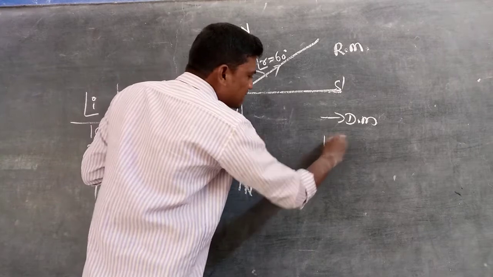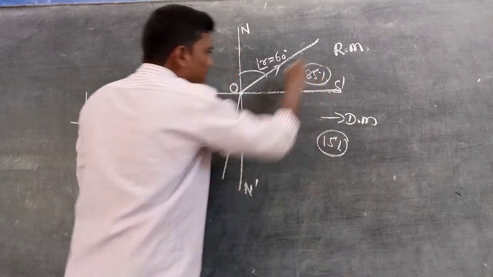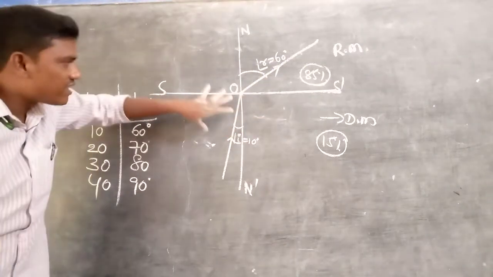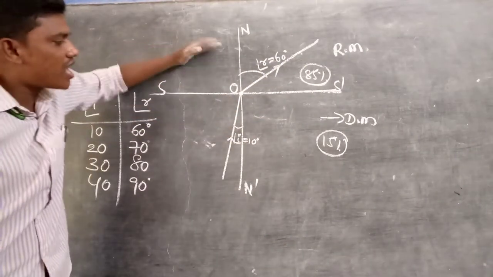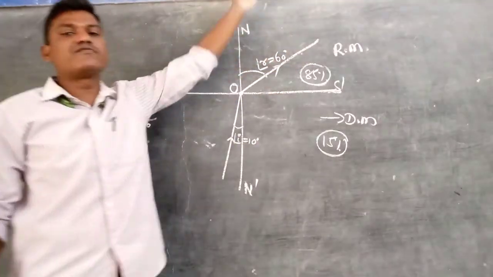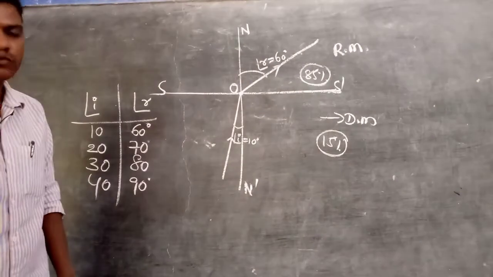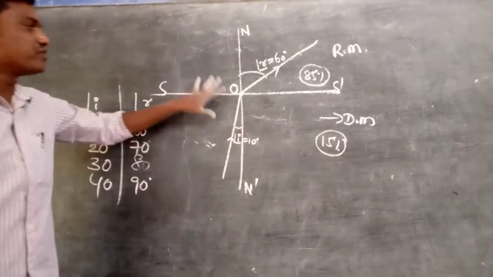How much here? I say 15%. How much here? 85%. These are just assumption values. When the light travels from rarer to denser or denser to rarer, 15% of light will be reflected and 85% of light will be refracted. So the total light is not reflected during refraction.